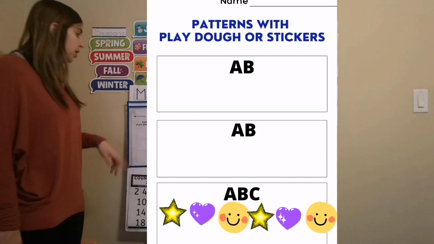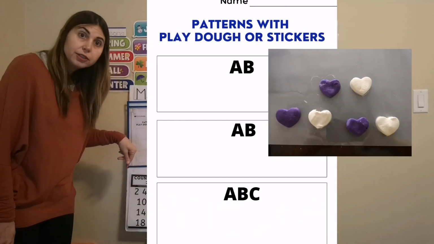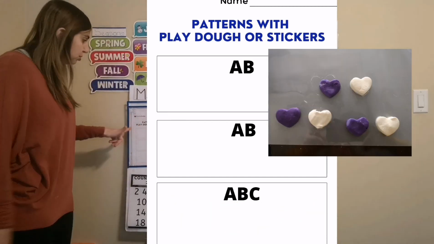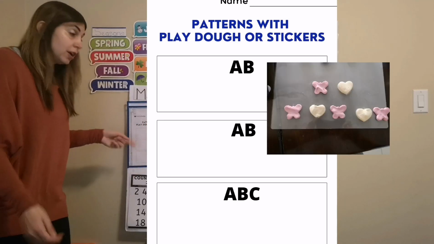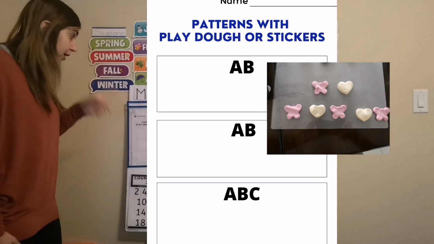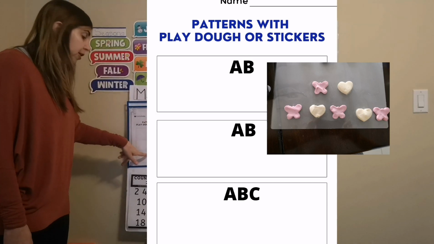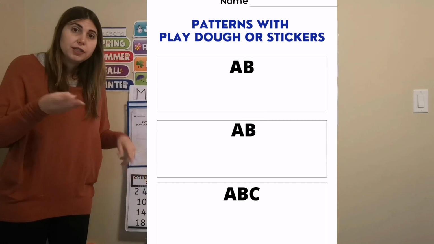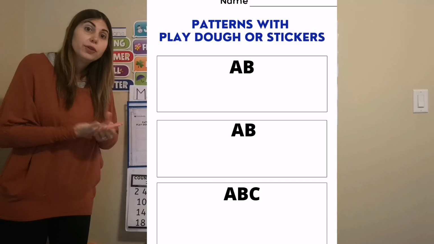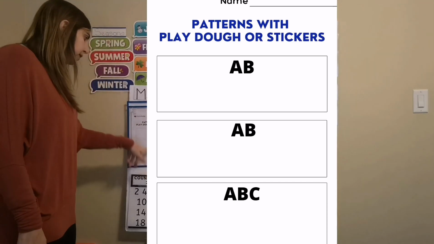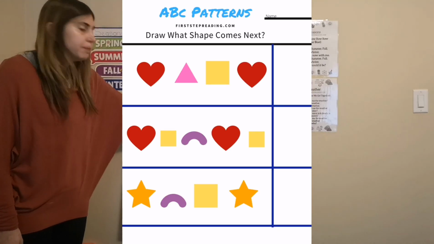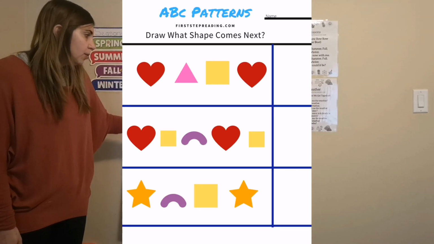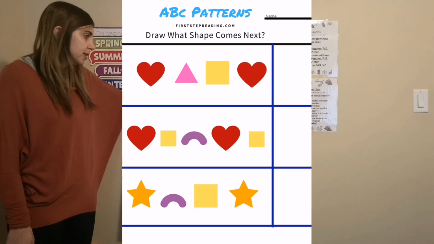If you had Play-Doh, you could do 2 different colors. You can roll balls and do 2 different colors. You could do 2 different shapes if you have any Play-Doh cookie cutters, right? For AB and for ABC, you need 3 different things, either 3 different colors or 3 different shapes. Okay, you could do that with Play-Doh. Then we have our ABC patterns worksheet where you circle what comes next.